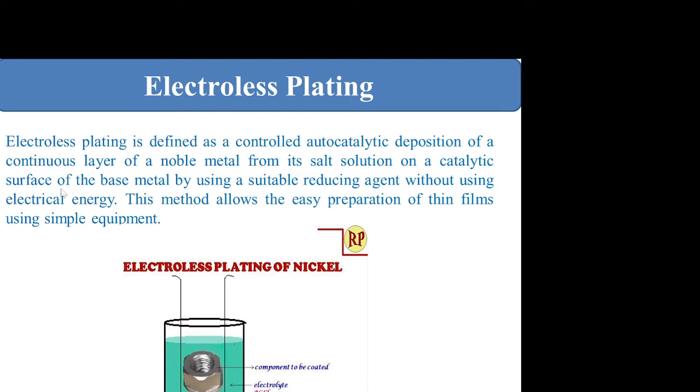Let us see the definition of electroless plating. Electroless plating is defined as controlled autocatalytic deposition of a continuous layer of noble metal from salt solution on a catalytic surface of the base metal by using a suitable reducing agent without using electricity. This method allows easy preparation of thin films using simple equipment.